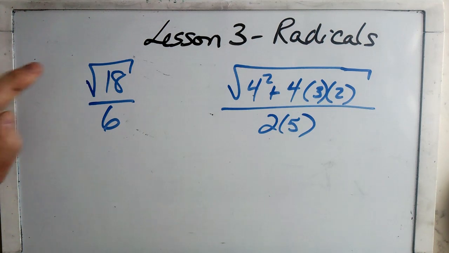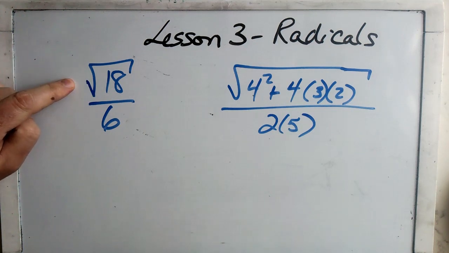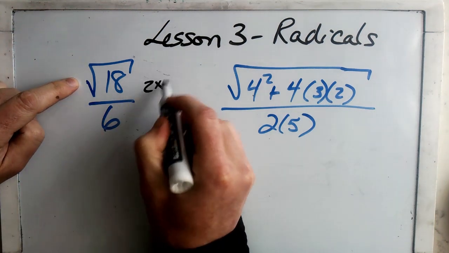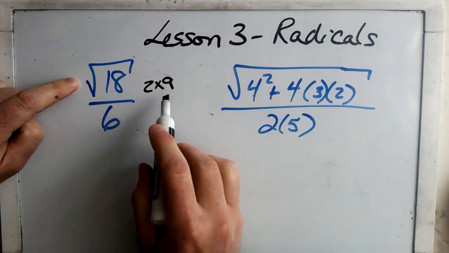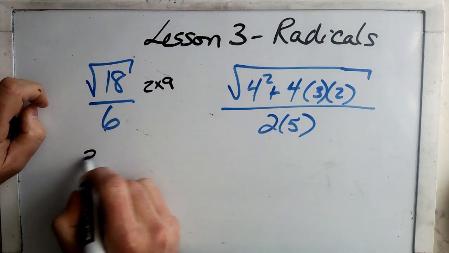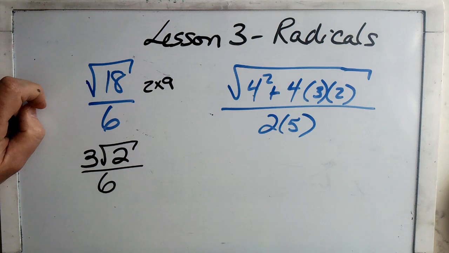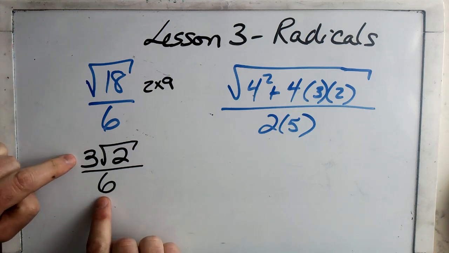Two more examples. We've got a radical. We have to look for a perfect square. And 2 times 9. The 9 is a perfect square. It becomes square root of 9 is 3. The 2 stays behind, and we have a 6 inside. And then once they're outside, now we can reduce.